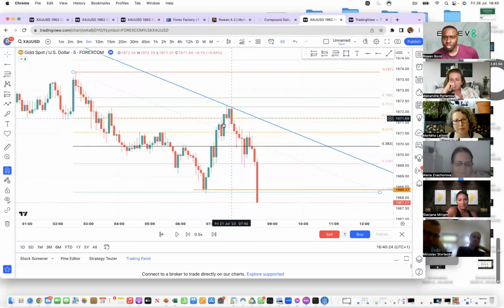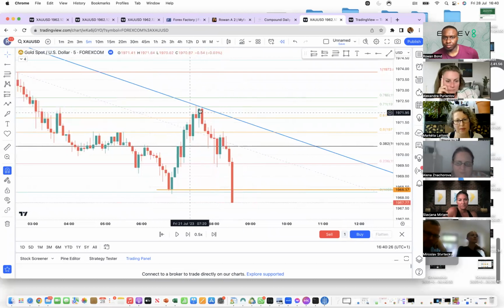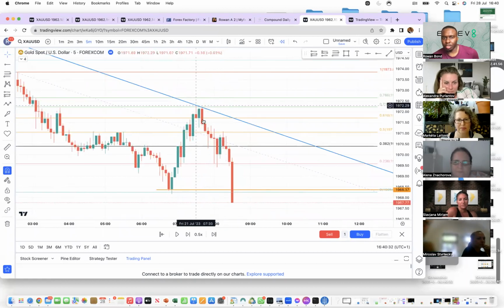And look, what do you see in the 5-minute? Next to the trend line, it created the 5-minute supply BEC.